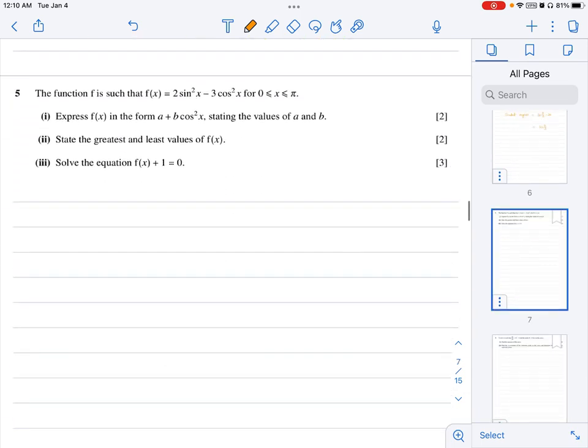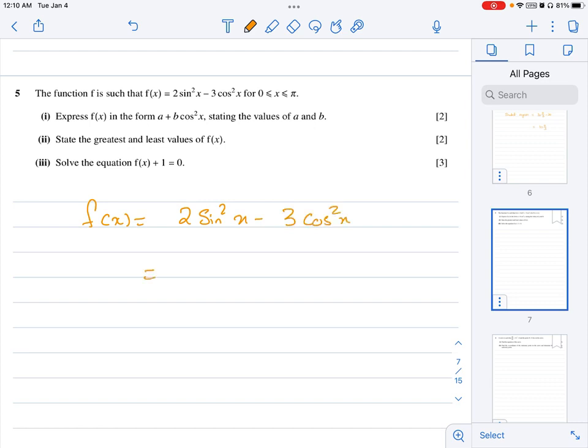Coming to question number 5, the function f is such that f of x is equal to 2 sine square x minus 3 cos square x, x lies between 0 to pi. Express f of x in the form a plus b cos square x. So f of x is equal to 2 sine square x minus 3 cos square x.